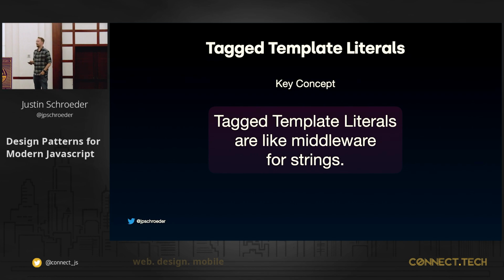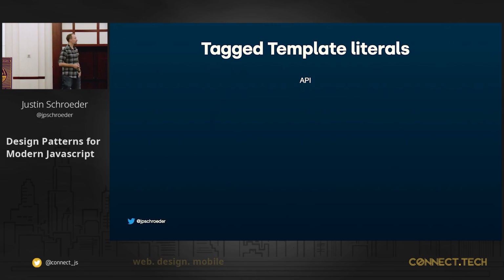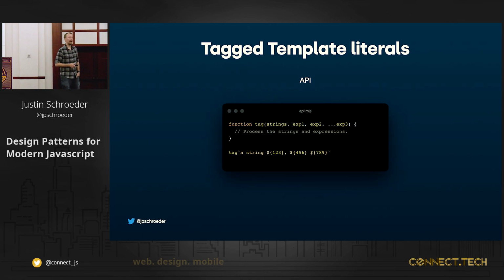So here's my key concept for this. Tagged template literals are like middleware for strings. They let you do amazing things with strings. Here's the entire API spec for this. You have a tag, you get an array of strings, and then you get all of the expressions handed to you. This is unbelievably amazing. So every time that you use a curly brace, 1, 2, 3, 4, 5, 6, 7, 8, 9, all of those get passed in as the further arguments.